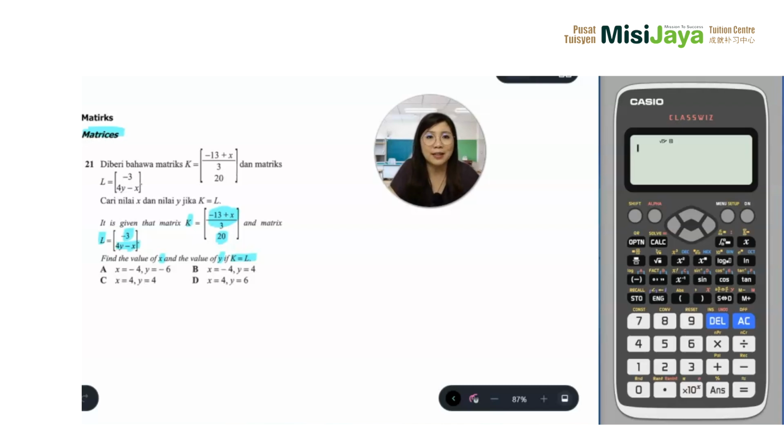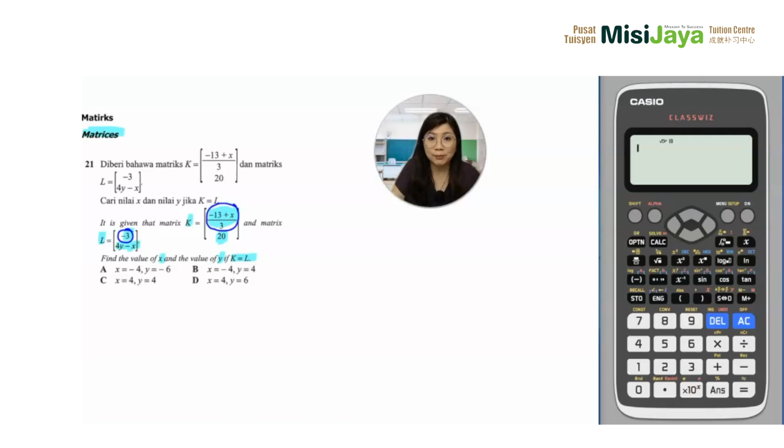So I'm going to compare the elements. This is the first element, this is the first element, so I put them together. Negative 13 plus x over 3 equals negative 3. This 3 I'm going to bring over. So negative 13 plus x equals negative 3 times 3, which is negative 9. So x equals negative 9, and negative 13 brought over to the right-hand side becomes plus 13. 13 minus 9 gives 4. So x is 4.